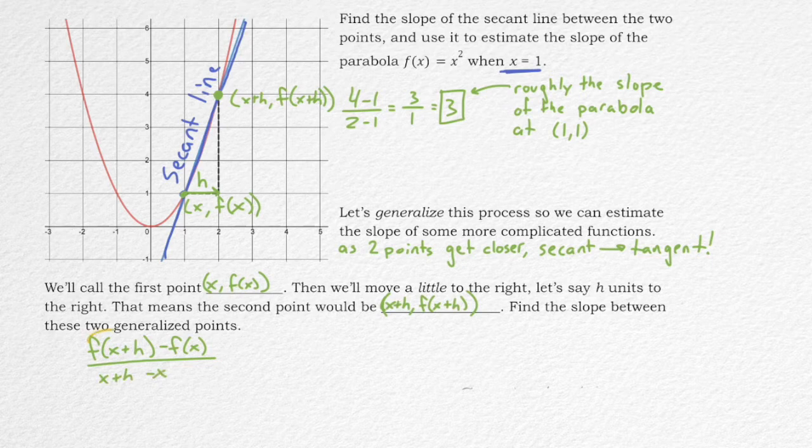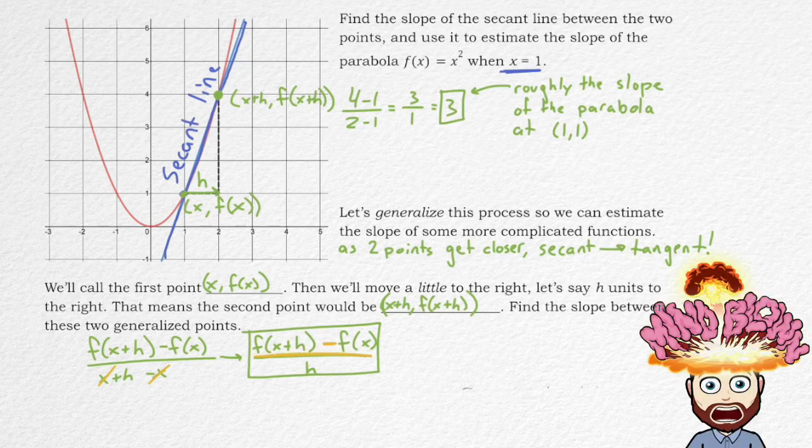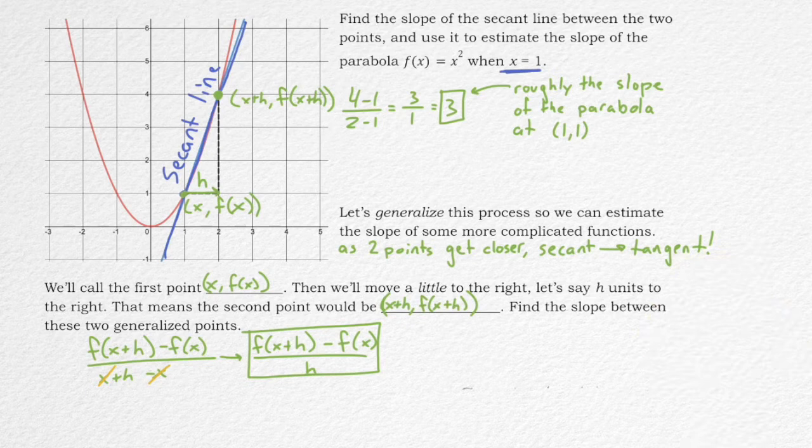Now there isn't much simplifying I can do. The stuff in the numerator is stuck because this is just a bunch of function notation. But the stuff on the bottom is x minus x, well that goes away, and I'm left with just this. And that is officially your difference quotient, because here's your difference in a quotient. It's just a really fancy way of writing the slope.